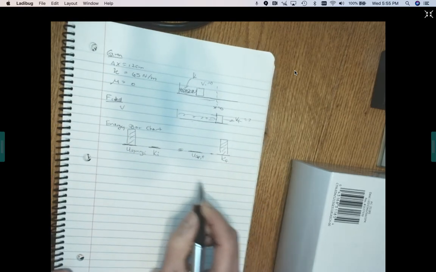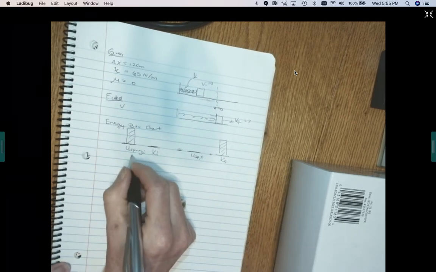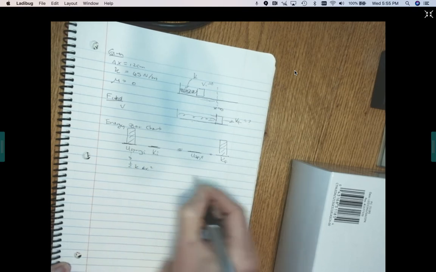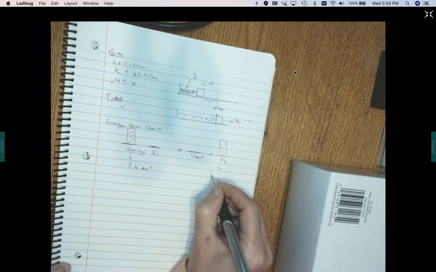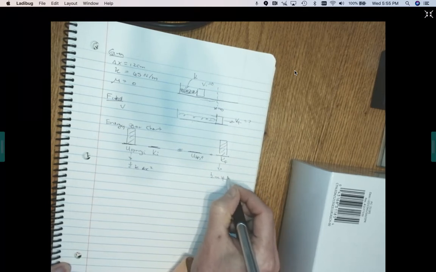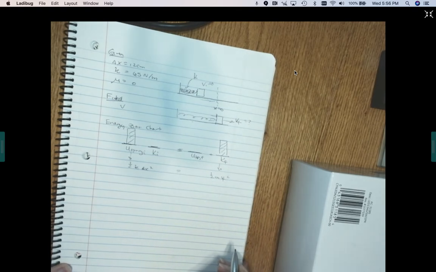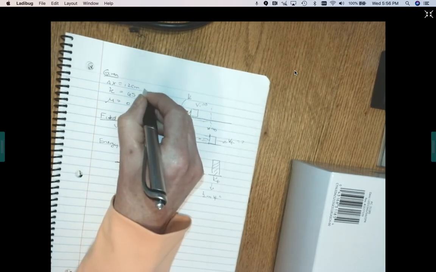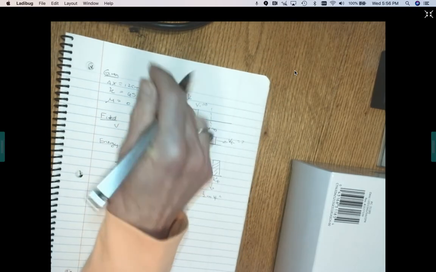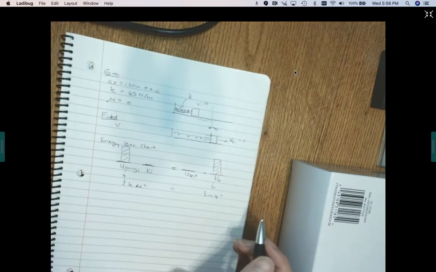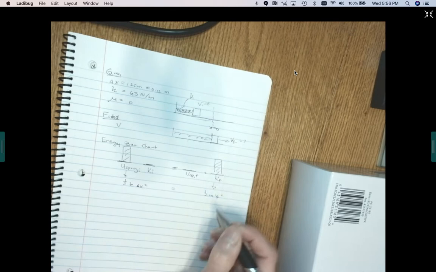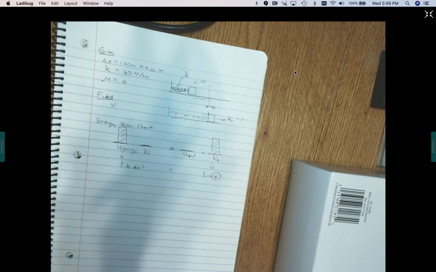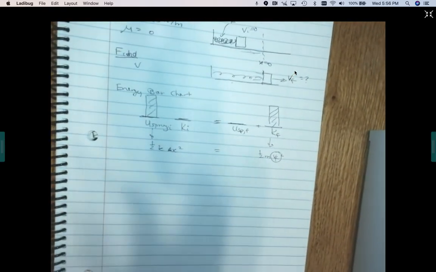Okay, so this becomes my conservation of energy equation. I have the energy stored in the spring, that is 1/2 k delta x squared, and I have my kinetic energy final, 1/2 m v final squared. Those are going to be equal to each other. My delta x is 12 centimeters, or 0.12 meters. And we want to find v final, so let's do our algebra first.